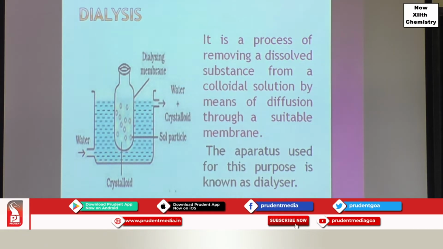So, for that we are putting the colloidal solution along with the impurities in a suitable bag which is made up of a semi-permeable membrane. The semi-permeable membrane is going to allow only smaller particles to pass through it, and larger colloidal particles are going to remain inside this bag. So, there is a continuous current of water flowing in and out, and due to this current of water, the crystalloid impurities are going to get washed away along with the water through this semi-permeable membrane.